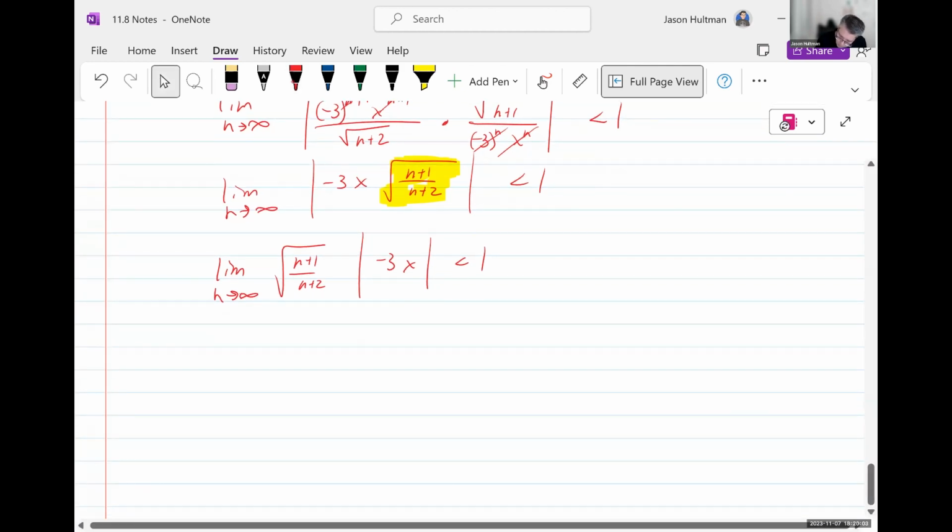Nice. Okay, well, what is the limit of this thing? Well, the limit of that is just 1. It just ends up being 1 over 1. The square root of 1 is 1. And so this thing all goes to 1.